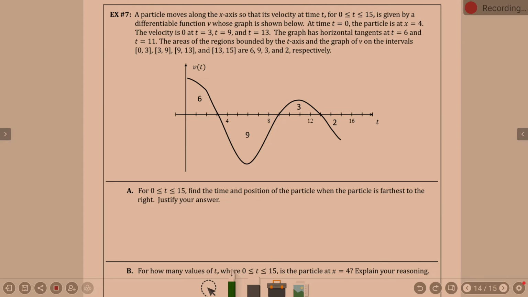Okay, number 7. A particle moves along the x-axis so that its velocity at time t, from 0 to 15, is given by the differentiable function v. Calculator required. Its graph is shown below.